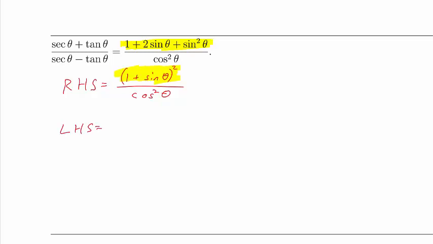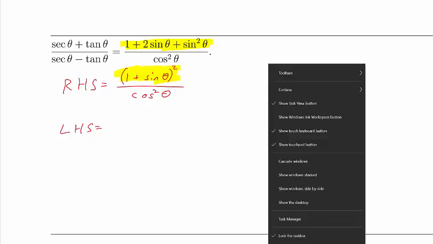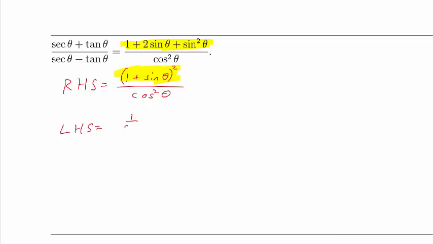Right-hand side is all in terms of sine and cosine, so let's get the left-hand side the same. So secant, that's 1 over cosine theta. Tan is sine over cosine. Okay, very good. And just to make sure everyone sees everything, let's go ahead and do our highlights.